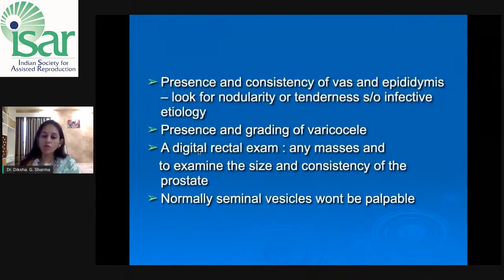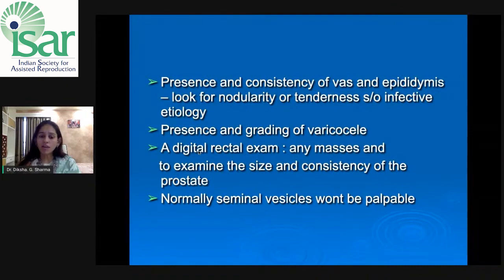Very important is to look for the presence of the vas, the consistency of the vas and epididymis. Look for any nodularity or tenderness, which might suggest an infective etiology. Check if there's any varicocele, and then we can grade the varicocele as well: whether it is palpable without Valsalva maneuver, whether it is palpable only on exertion, or whether it is visible on inspection.